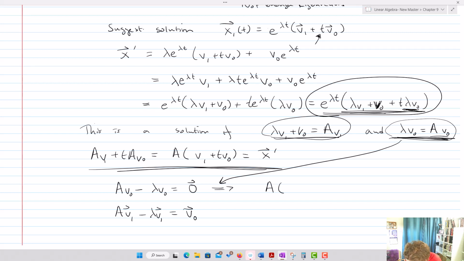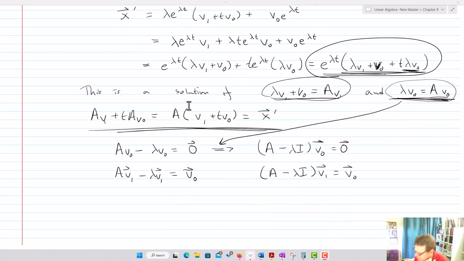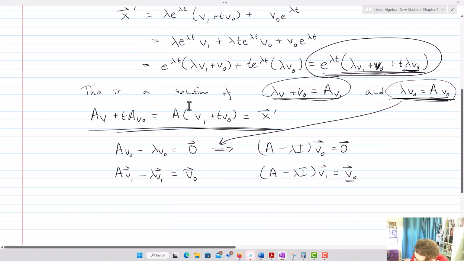Simplifying, we end up with (A - λI)v₀ = 0, and (A - λI)v₁ = v₀. Now what we're going to want to do is take these two. That's going to help me define what v₀ and v₁ are. So I'm actually going to take this and multiply both sides.